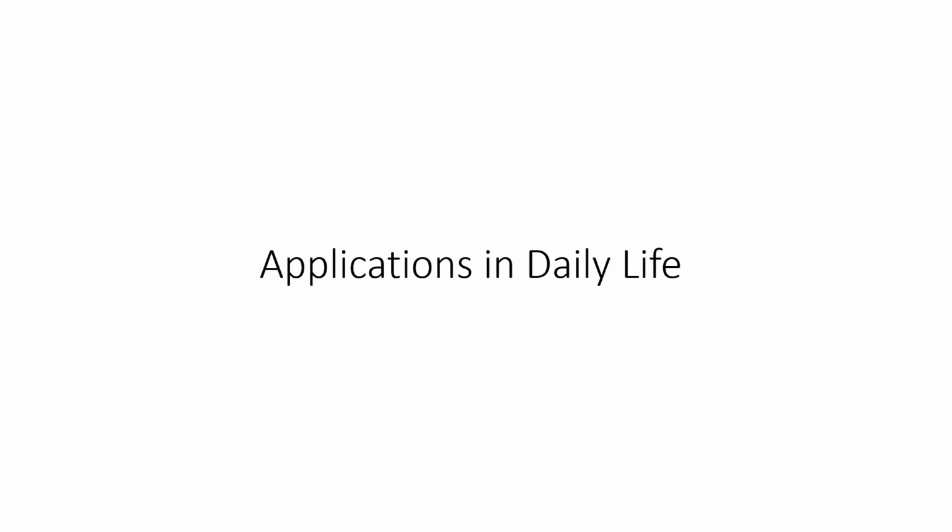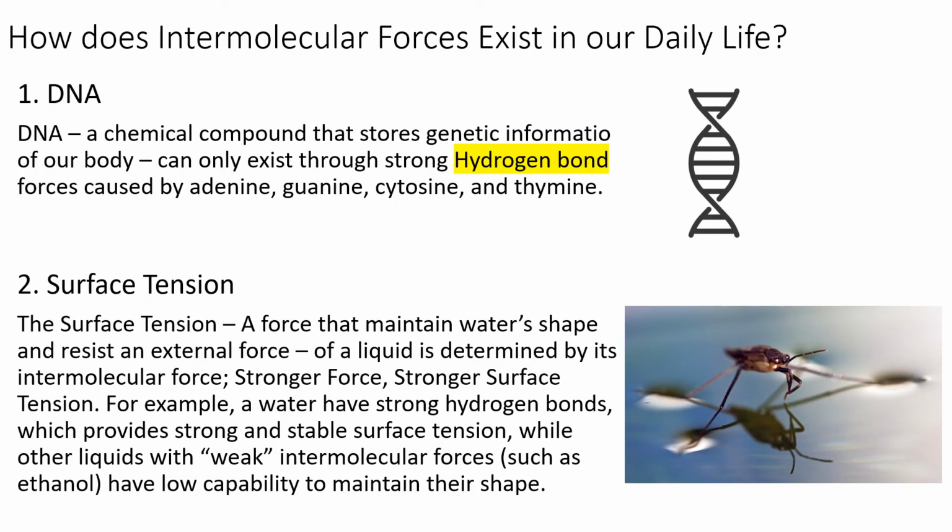So we will see the applications of those intermolecular forces in daily life in this section. So how do intermolecular forces exist in our daily life? Well, the first one is DNA. DNA, a chemical compound that stores genetic information of our body, can only exist through strong hydrogen bond forces caused by adenine, guanine, cytosine, and thymine. So it is the most crucial use of intermolecular forces in our daily life.